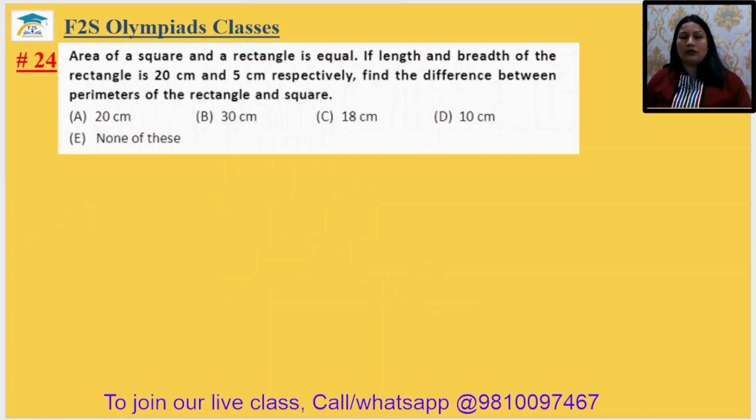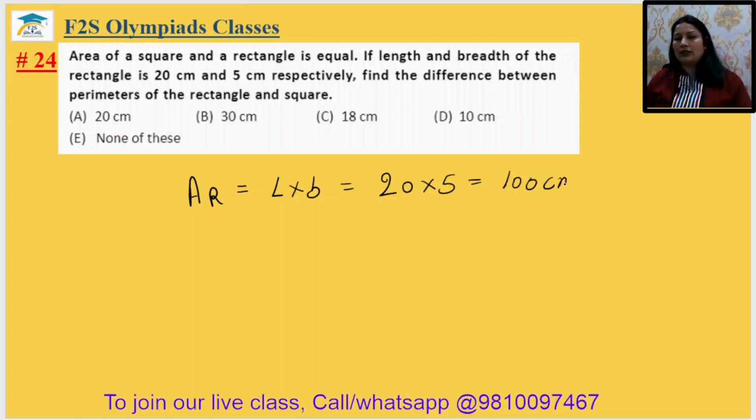Come to question number 24. Area of a square and rectangle is equal if length and breadth of the rectangle is 20 centimeter and 5 centimeter respectively. Find the difference between the perimeter of the rectangle and the square. Okay, areas are equal here. So first we will find the area of the rectangle. Area of the rectangle will be length multiplied by breadth. That is your 20 multiplied by 5 equal to 100 centimeter square. Area of rectangle equal to area of square, that is your 100 centimeter. So we can write side will be 10 centimeter.